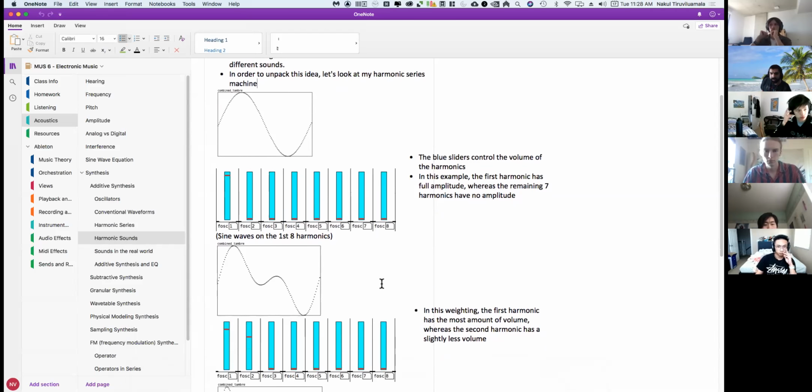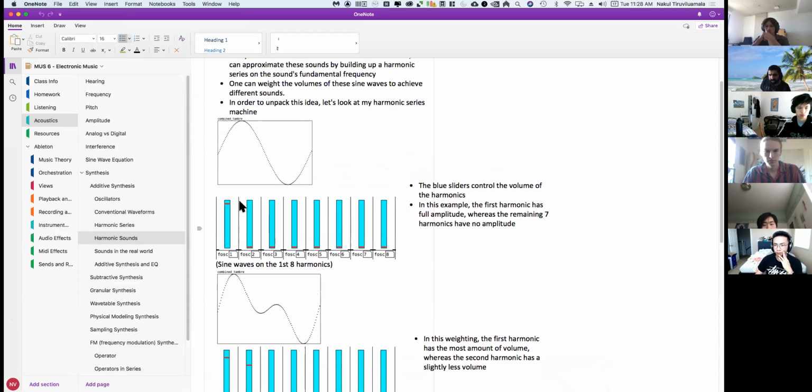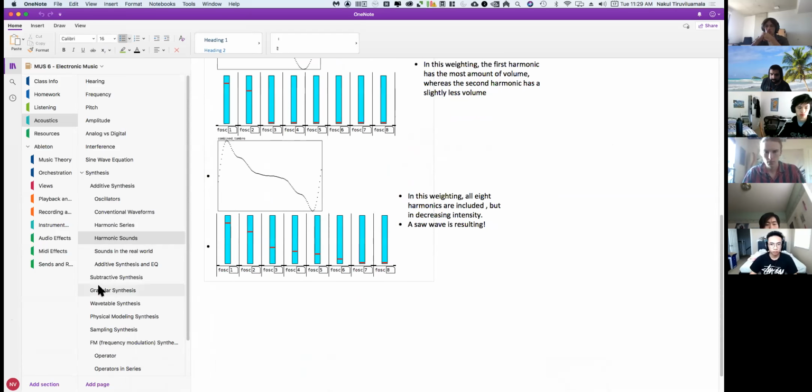So for instance, I've included explanations, right? So this is a sine wave, and you can see the blue sliders control the volume of the harmonics. In this example, the first slider has volume, whereas all of the other sliders have no volume, and you get a perfect sine wave. But if you create certain shapes with these sliders, you get different sounds. So here I get a triangle wave, right? I'm approximately getting closer and closer to a triangle wave just by trial and error.